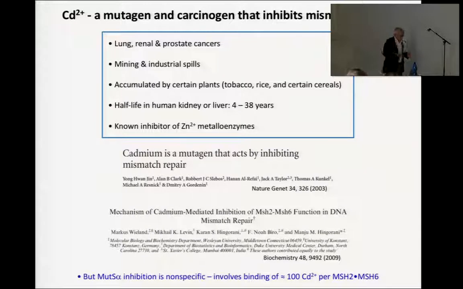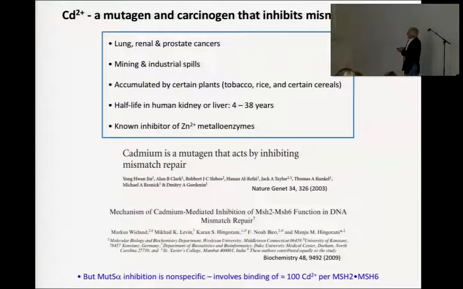And that finding led to multiple papers attributing that effect to inhibition of mismatch recognition and ATPase activities of MutSα. But I was always skeptical of that conclusion because the apparent Kis, cadmium inhibition Kis, were in the 100 micromolar range. And in fact, Manju Hingorani recently showed that cadmium inhibition of MutSα is completely nonspecific in nature. It involves binding of 100 cadmium atoms per MSH2-MSH6 heterodimer, and she also showed that she could inhibit several off-the-shelf enzymes in the same way.